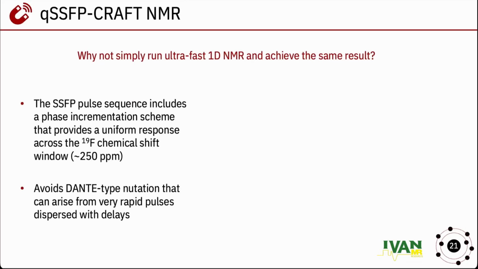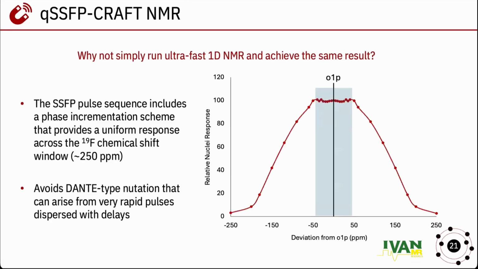It's because SSFP has a phase incrementation built in, which gives you a uniform response. It avoids Dante-type mutations or excitations in the window we're interested in. So, plus or minus 50 ppm from the O1, for the O1P, we get a consistent response allowing for quantitative analysis. Without the SSFP, I have tried it, but you get really substantial nulls and excitations within the window that we're interested in quantifying. So the SSFP here is necessary, and the CRAFT is necessary to make this work so nicely.